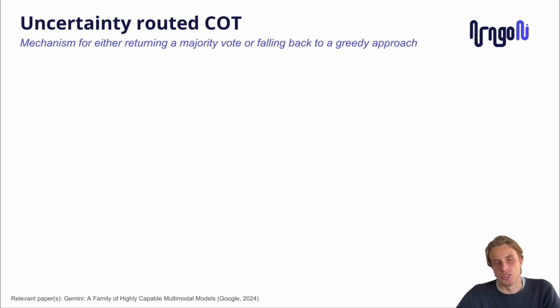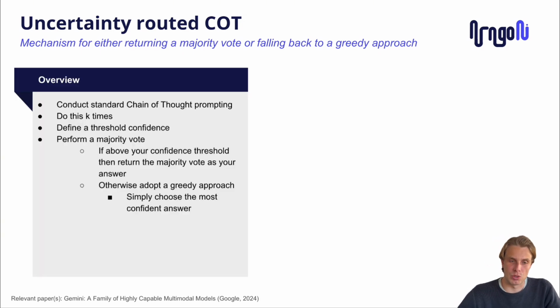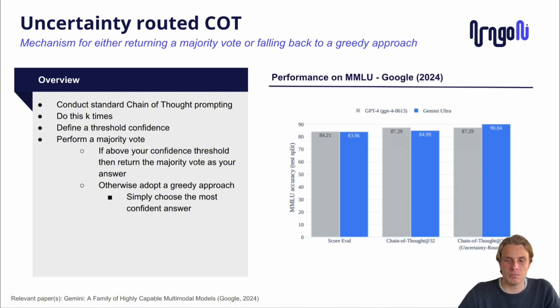Okay, uncertainty routed chain of thought. This was introduced by Google in the Gemini papers. It's actually quite a straightforward approach. So what they do is they conduct standard chain of thought prompting. They do this k times, and they define a threshold on confidence, which is a metric that they use. They then perform a majority vote, and if the confidence threshold is met, then we return that majority vote. Otherwise, we fall back to just doing a greedy approach, which is where we choose the most probable of the generations. And remember, when we're doing these generations, we can get probabilities from them.